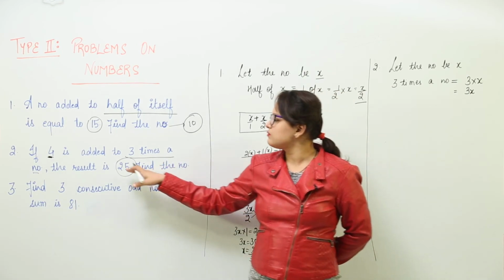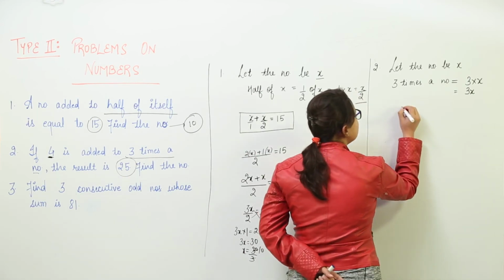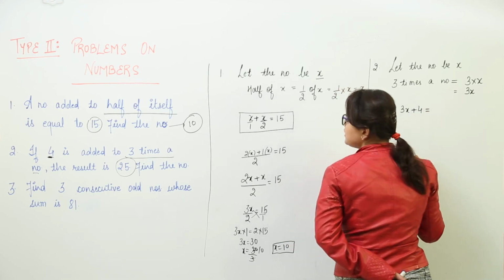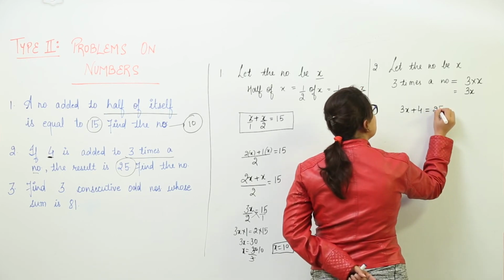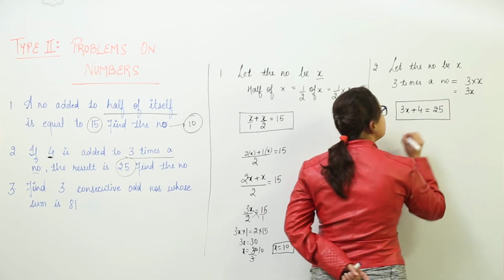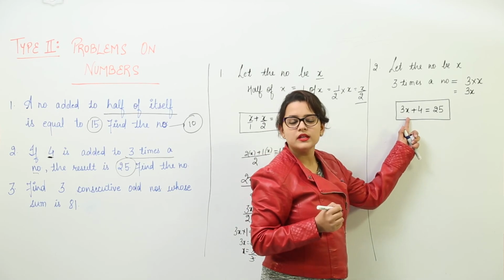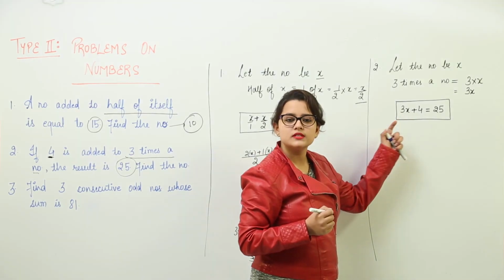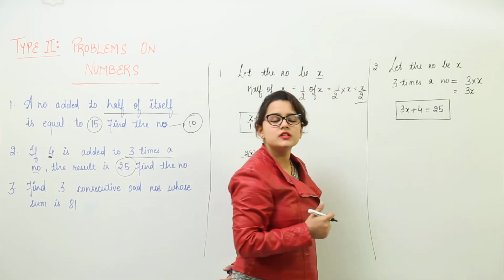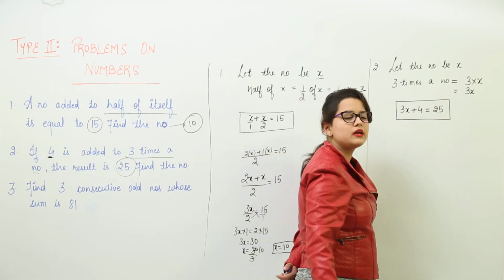Now what is to be done? We just have to add 4 to 3 times the number. That is, we will add 4 to 3x and this sum is coming equal to 25. As you can see, we have formed a linear equation. Why is it the linear equation? Because here the variable x is having the highest power as 1. So this is my linear equation. Now we will solve it further to get the solution for this linear equation, and that solution will be my required number that was to be found.